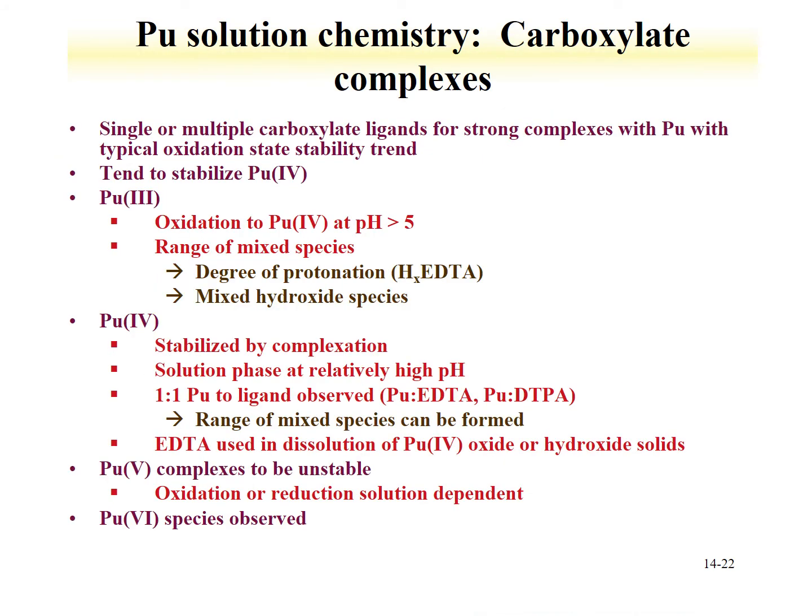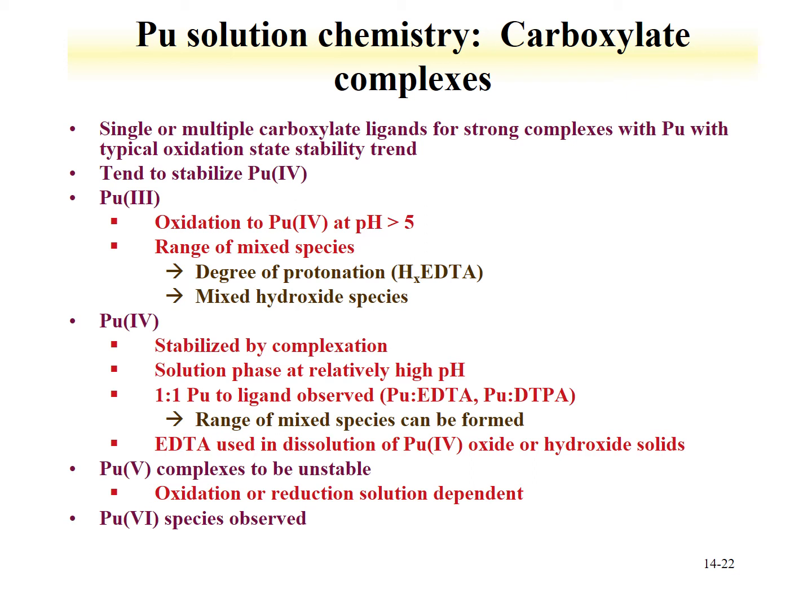Carboxylate containing organic acids are also important plutonium species. You can get single or multiple carboxylate ligands. They can form strong complexes with plutonium, and they have the typical oxidation state trend. For plutonium, they tend to stabilize the tetravalent states. So for plutonium-3, if you form carboxylate complexes, you will get oxidation of plutonium from the 3 to the 4. And you can get a range of mixed species, for instance, with EDTA. The degree of protonation of the EDTA, the ethylenediamine tetraacetic acid, will vary depending upon the pH. And also you can get mixed hydroxide species, so you get plutonium hydroxide with EDTA.